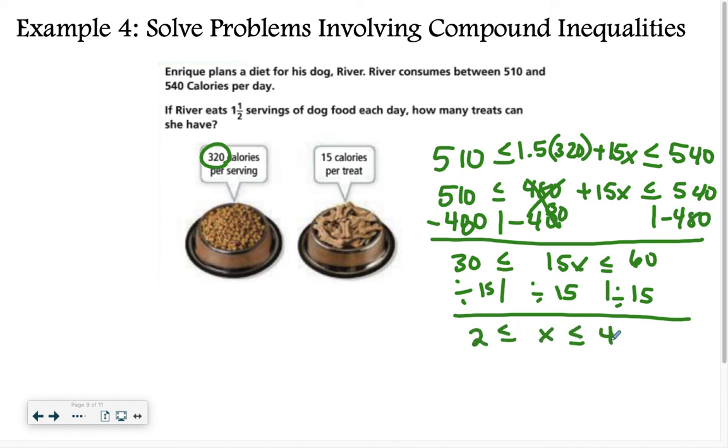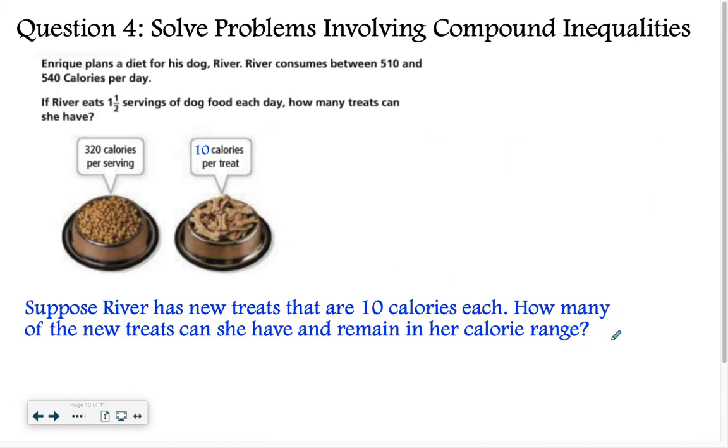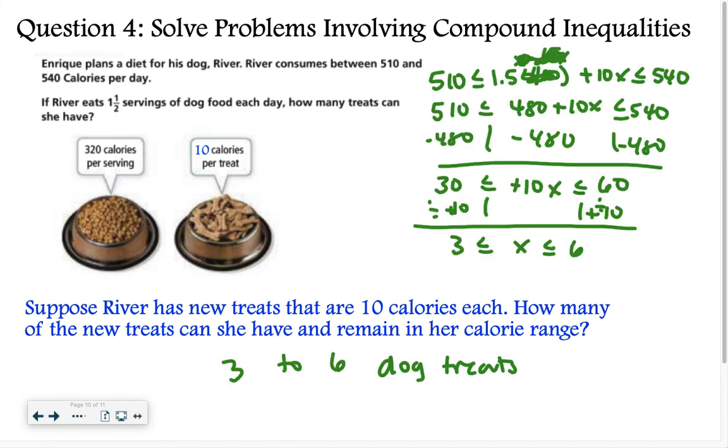So using that information, go ahead and solve the last question on the lesson. Good luck. All right, hopefully for this problem, you ended up with 3 to 6 dog treats. If not, please be sure to reach out for some help. I'm more than happy to assist you.